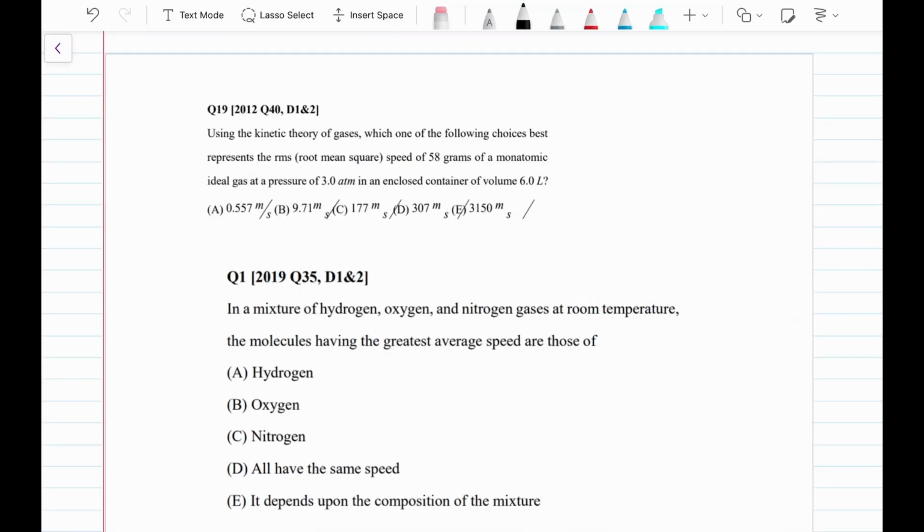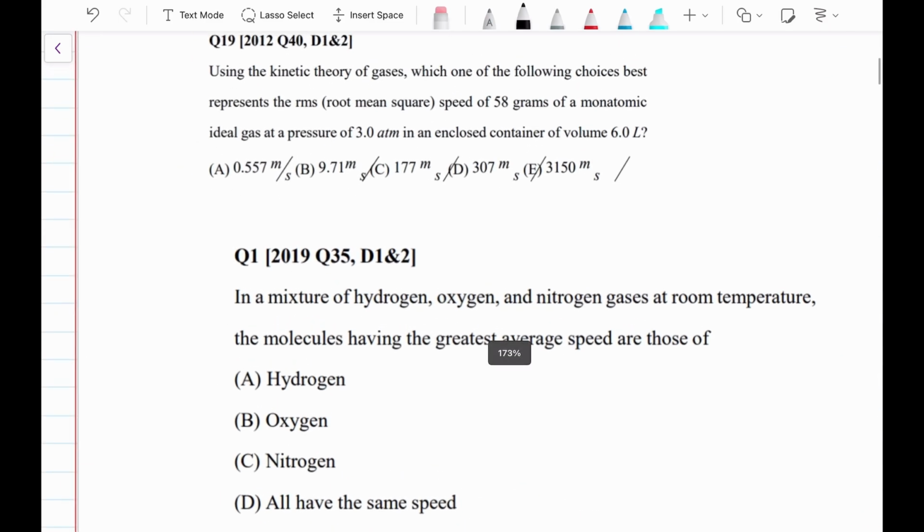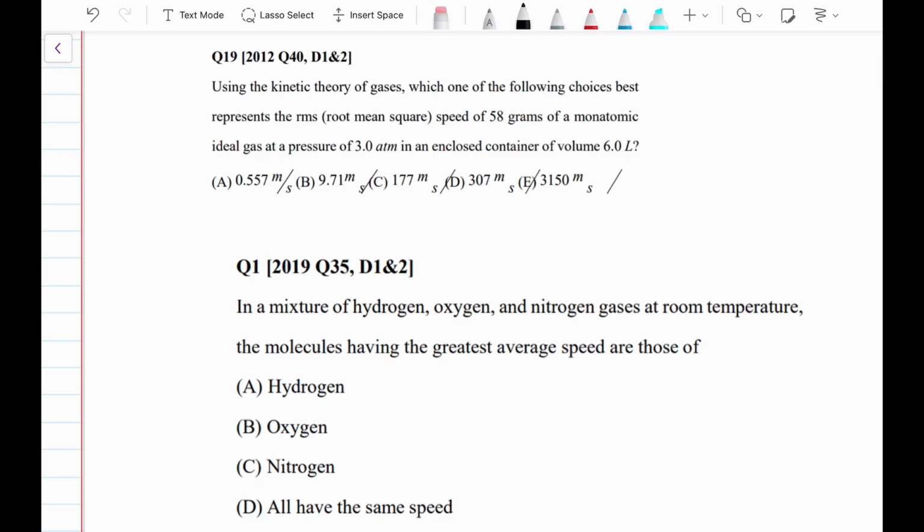In this video, we're going to look at several questions on thermodynamics and mostly involving gas laws. So for the first one, it says using the kinetic theory of gas, which of the following best represents the root mean square speed of 58 grams of monatomic ideal gas at a pressure of 3 atm in an enclosed container of volume 6 liters.